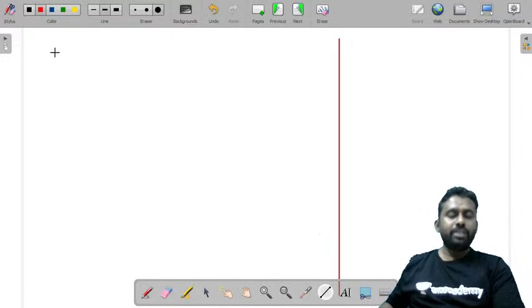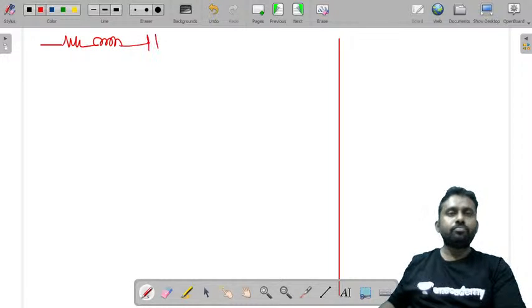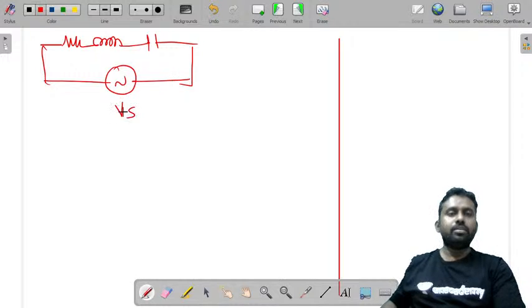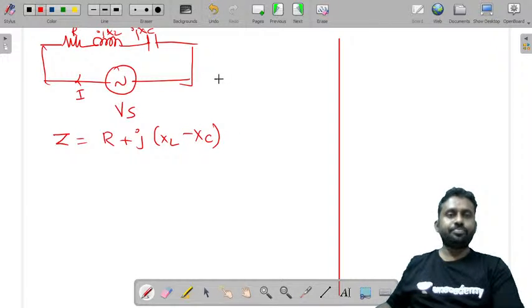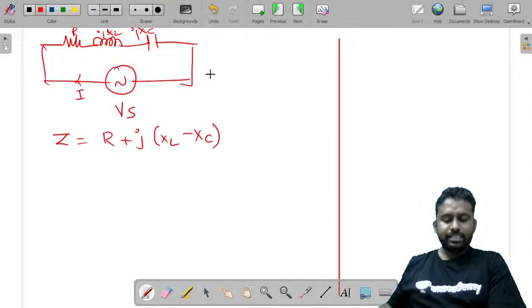Now today we will be looking at the series circuit, which has a supply voltage Vs and a resistance, inductance and capacitive reactance with current. We have written the impedance as R plus j into (XL minus XC).